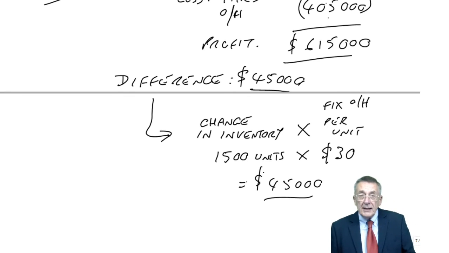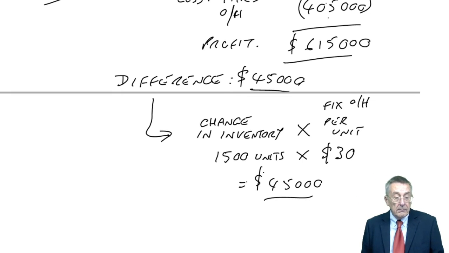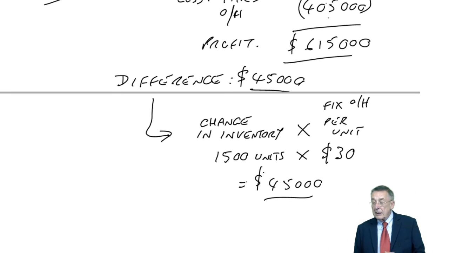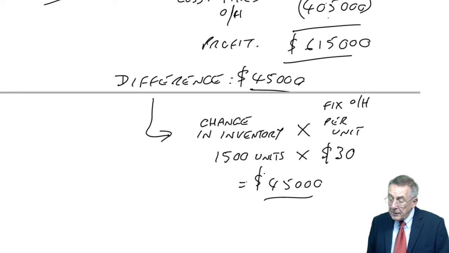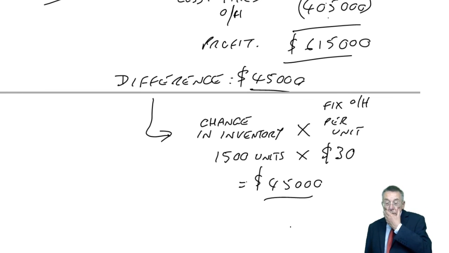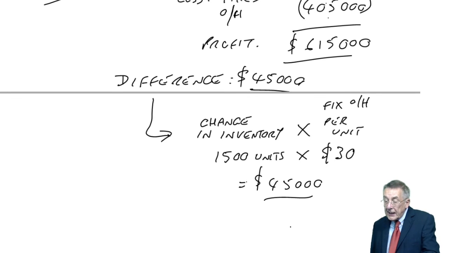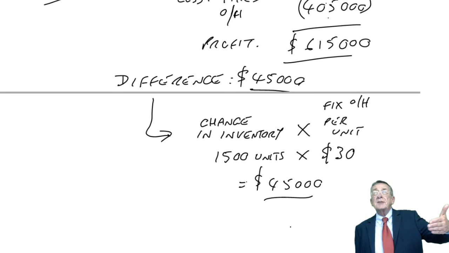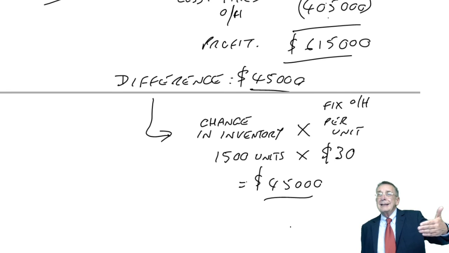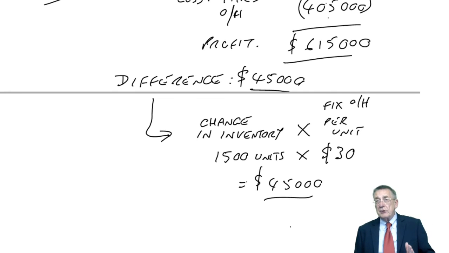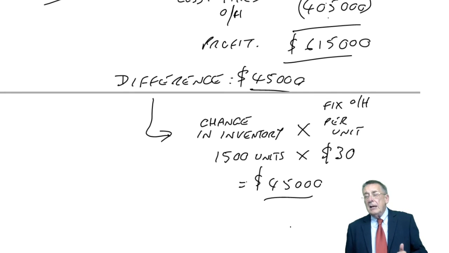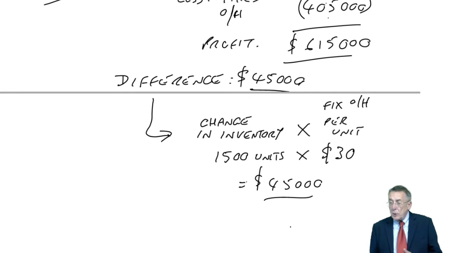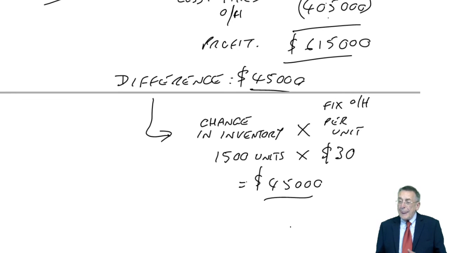But I wasn't doing what I did earlier to waste time. Finally, do appreciate that in this particular example, the profits are different by 45, and absorption gives the higher profit. And it will do if inventories are increasing. If inventories increase, absorption gives the higher profit.